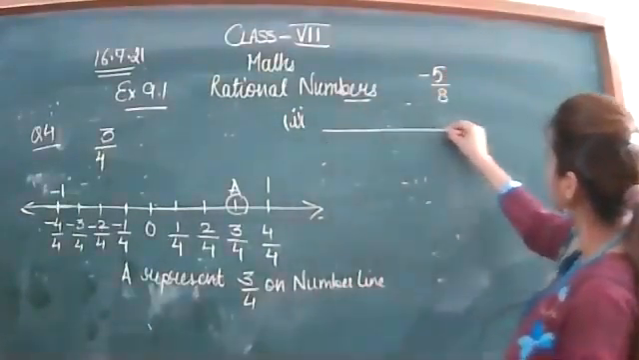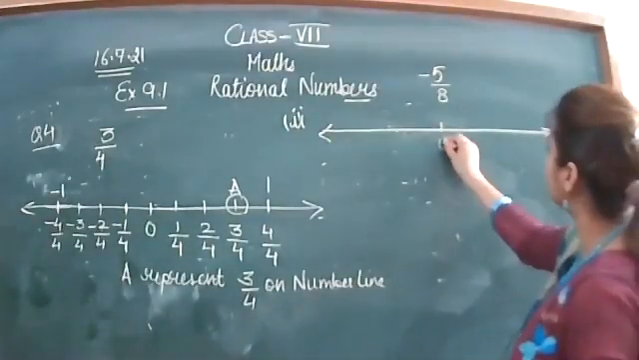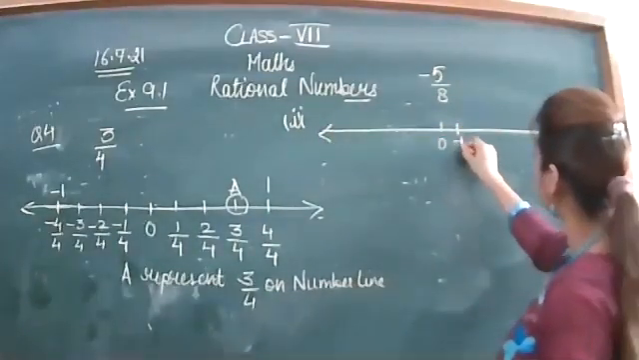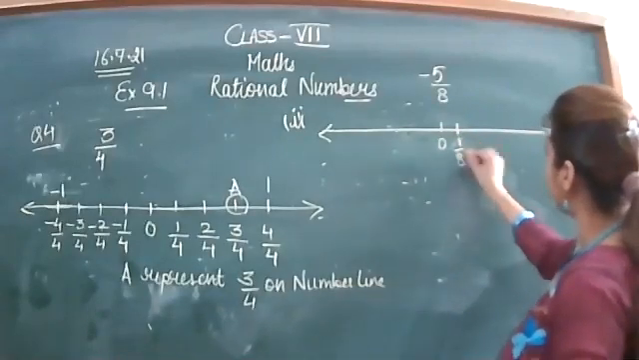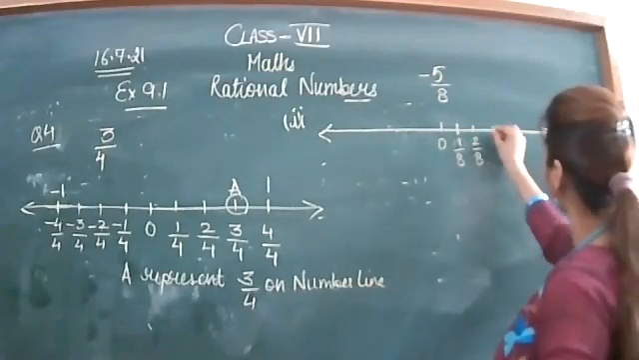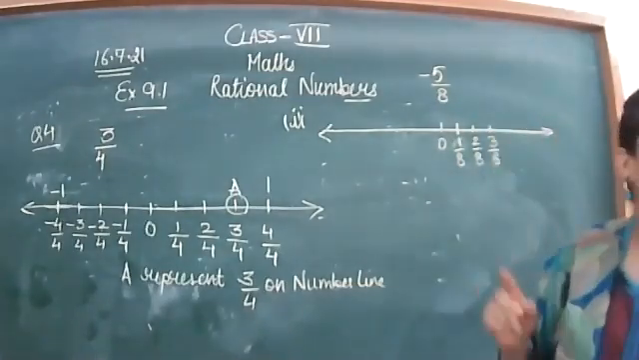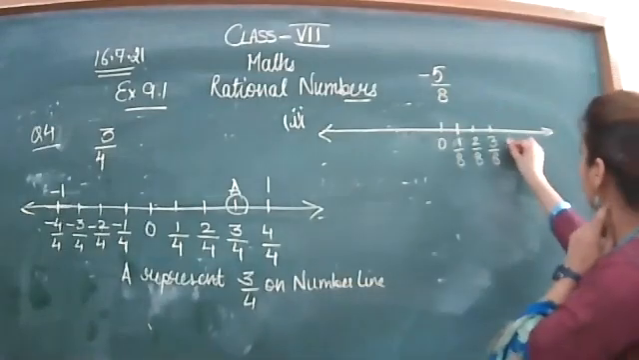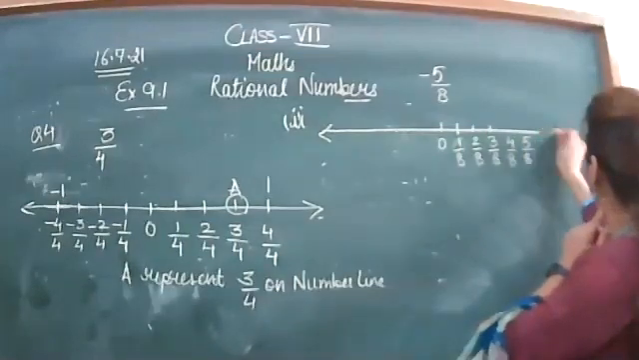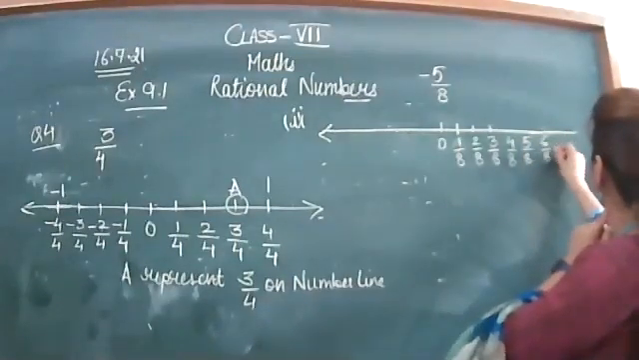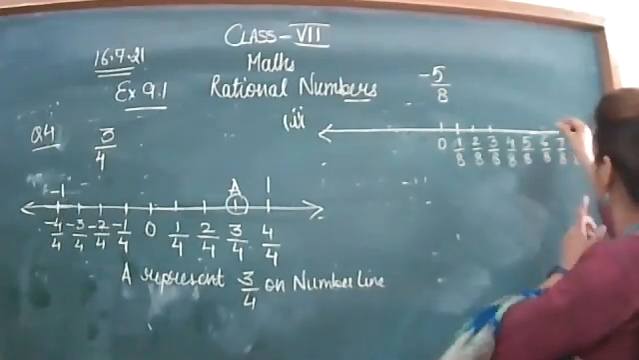So you will make the number line here. You will put arrows on both the sides. In the middle, you will have 0. On the right hand side, you have positive numbers 1 by 8, 2 by 8, 3 by 8. Numerator will change, but denominator will be fixed. 4 by 8, 5 by 8, 6 by 8, 7 by 8, 8 by 8.